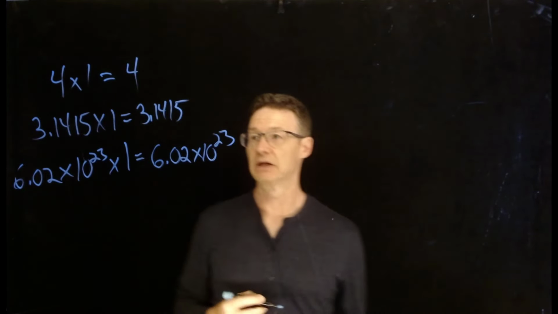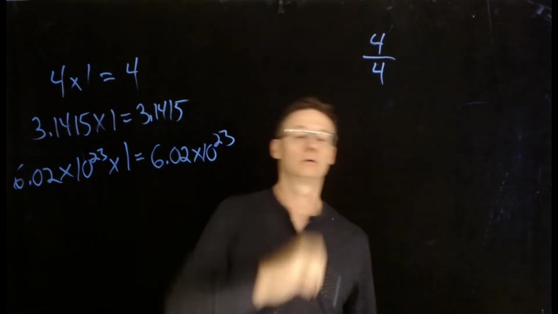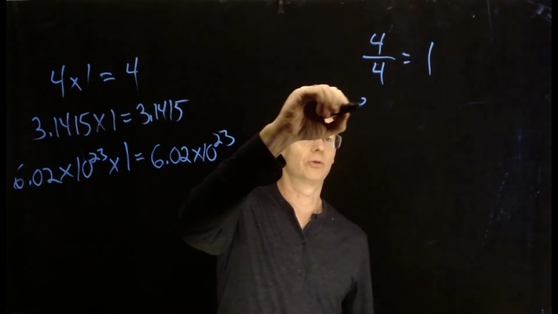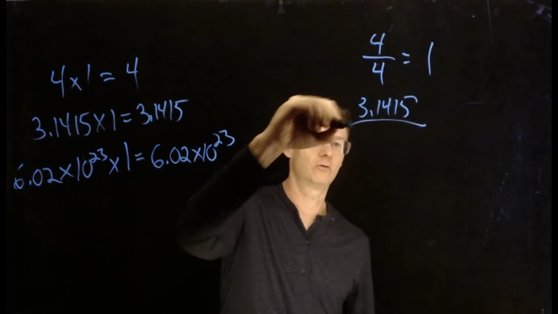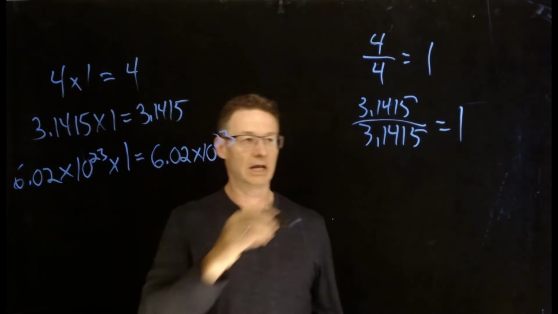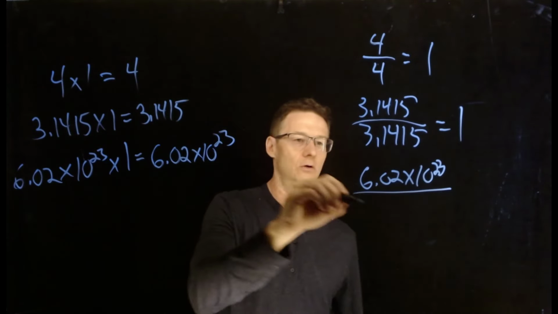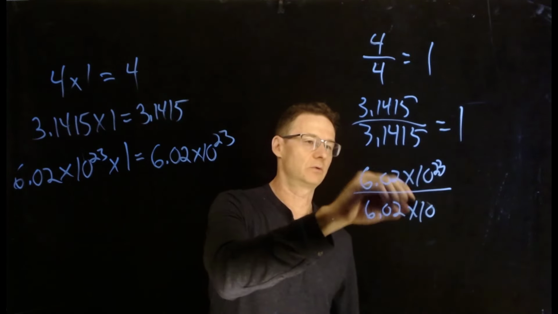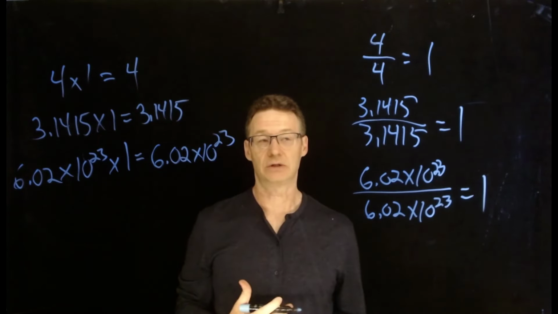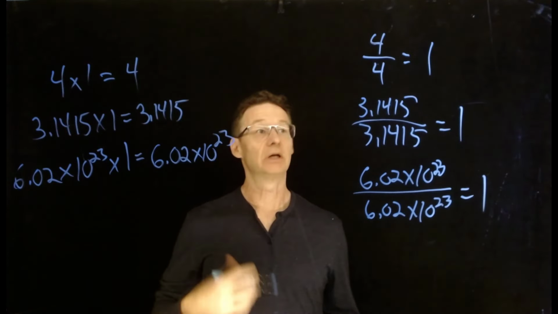The second concept is something like this. What is 4 over 4? It equals 1. How about 3.1415 over 3.1415? It equals 1. And 6.02 times 10 to the 23rd over 6.02 times 10 to the 23rd equals 1. This is our second foundational concept here. Any ratio or fraction that has the same value on the top and the bottom equals 1.